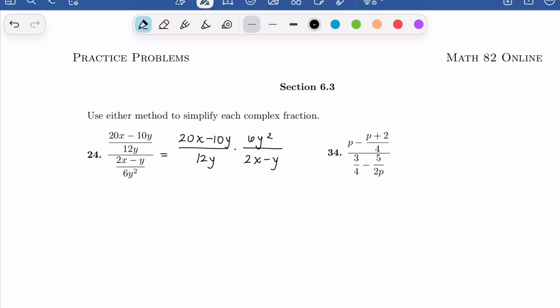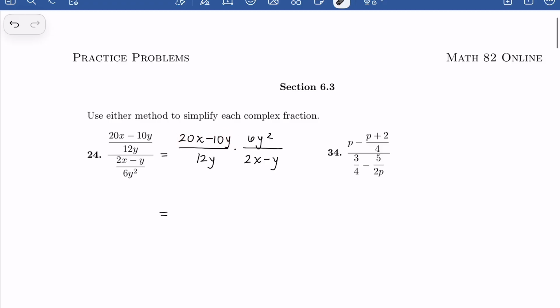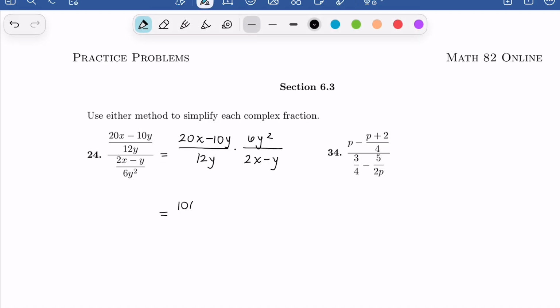Now, this becomes a multiplication of two rational expressions, and we've seen this before. What we want to do is make sure that each of these is fully factored and see if we can cancel anything before we multiply straight across. Notice this first numerator here is not fully factored. 20x and 10y both share a factor of 10. So what I'm going to do is pull that out. I'm going to be left with 2x minus y. And then my denominator is fully factored, and so is the numerator and denominator of this second fraction.